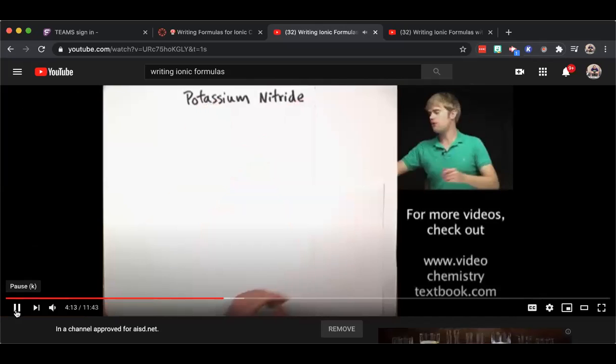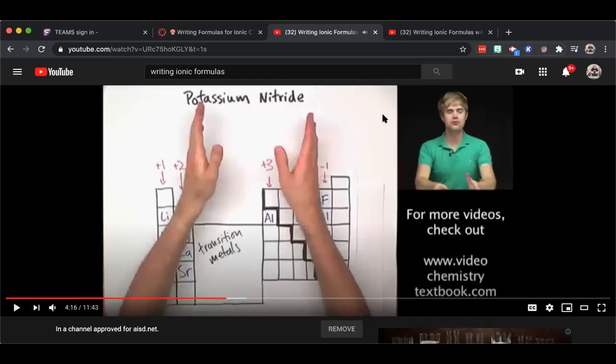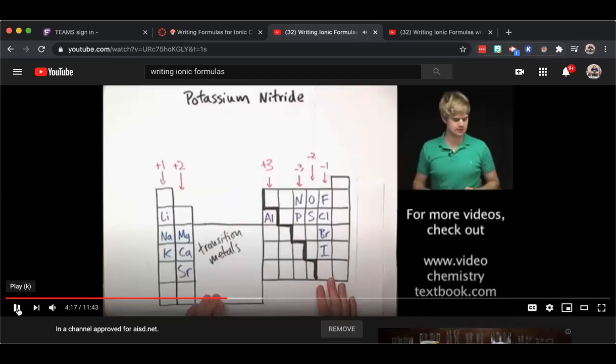Just as before, I'm going to take out the periodic table. Okay, so we have potassium nitride. Let me make sure these guys move. Hands out of the way. Okay. Potassium nitride. So what element symbols are going to be in this formula?